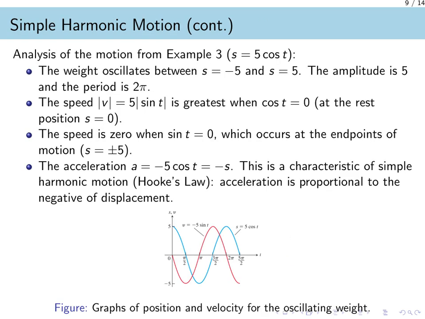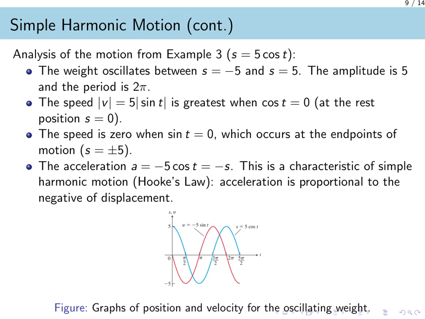Now let us analyze the motion of this spring to see what the equations tell us about its physical behavior. The position function, s equals 5 cos t, shows the weight oscillates between negative 5 and positive 5, giving it an amplitude of 5 and a period of 2 pi. The speed, which is the magnitude of velocity, is greatest right as the weight passes through its central rest position, where s equals 0. Conversely, the speed drops to 0 at the very top and bottom of its path, where s is plus or minus 5, as the weight momentarily stops to reverse directions.